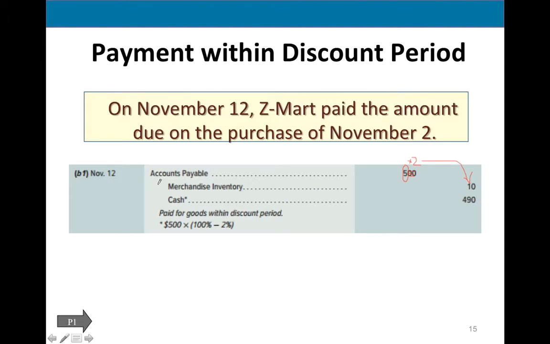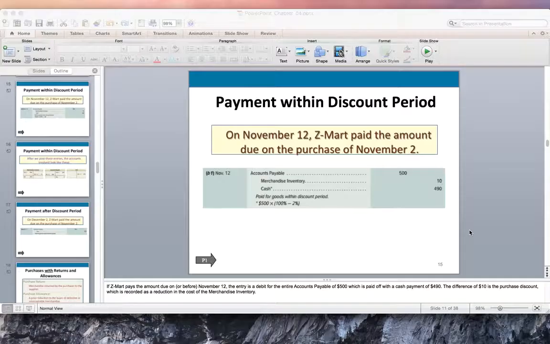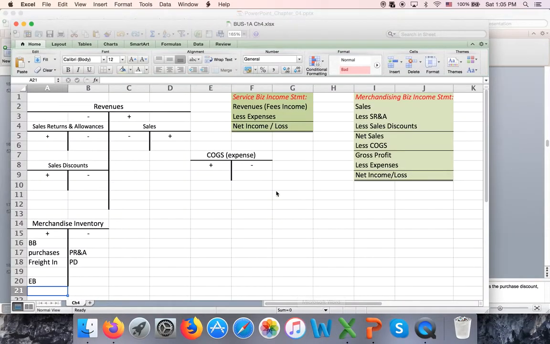But where does it go? It goes to merchandise inventory. Why? Because it decreases the amount I pay for my inventory. Merchandise inventory is plus minus. So when we credit inventory, it goes down. How much is the check you're sending? $490. That's a plug-in, right? Or it's 98% of $500. So again, debit AP, credit MI. What is MI here? It's the amount of the discount. And credit cash.